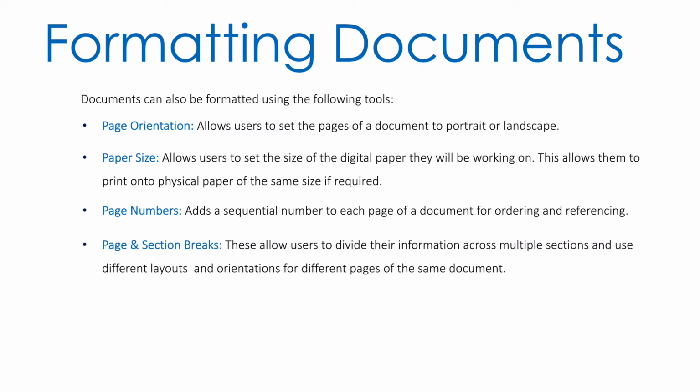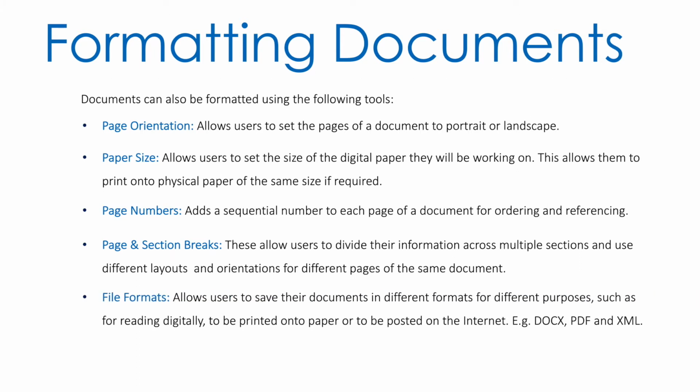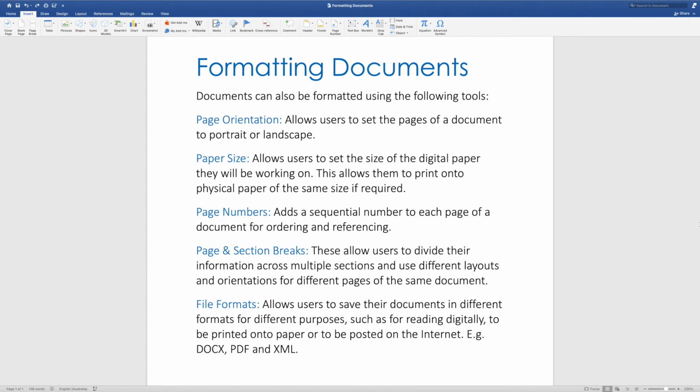We have page and section breaks, which allow users to divide their information across multiple sections and use different layouts and orientations for different pages of the same document. And finally, file formats, which allow users to save their documents in different formats for different purposes, such as for reading digitally, to be printed onto paper, or to be posted on the internet, and using formats such as docx, PDF, or XML. So let's take a look at a few of these in action now.